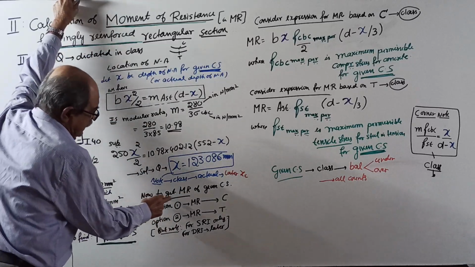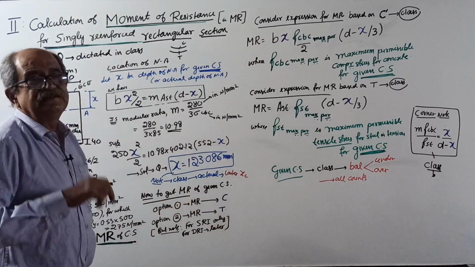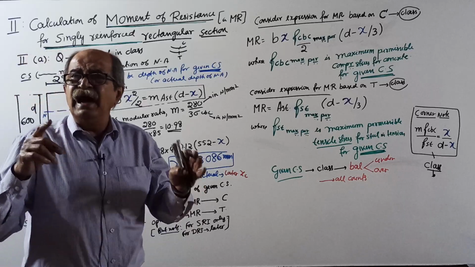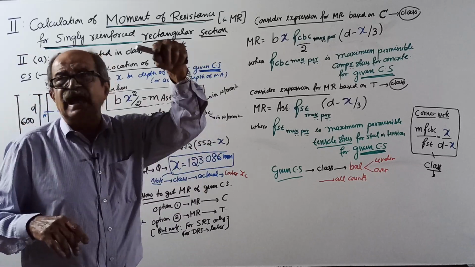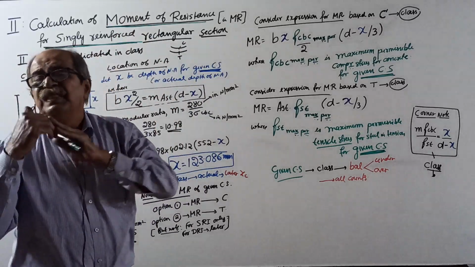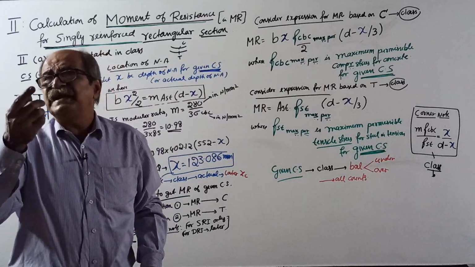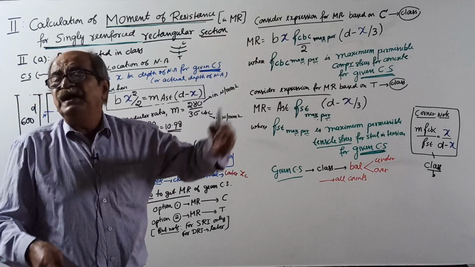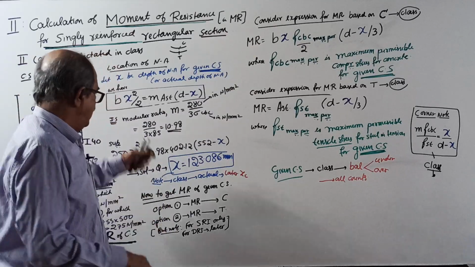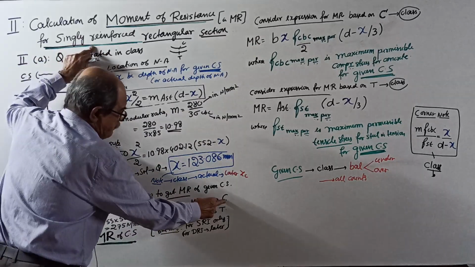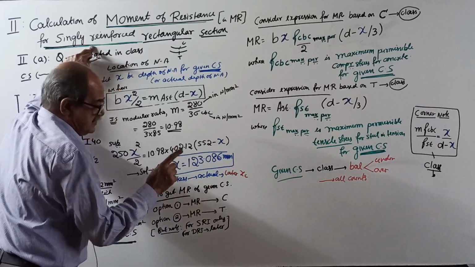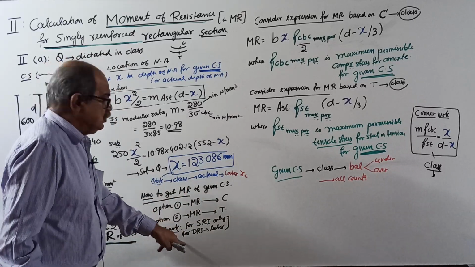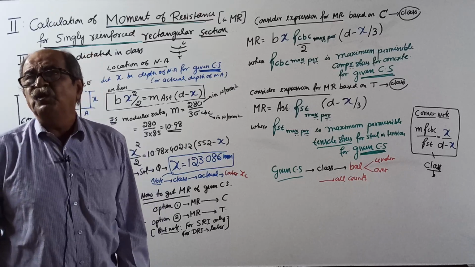Now, to get MR, you have two options. I told, the same expression for M used last time. Left side M, right side whatever stress is developed due to M. But left side MR, right side permissible stress. Either based on compression or based on tension. Note, this is option 1 and 2 only for singly reinforced.